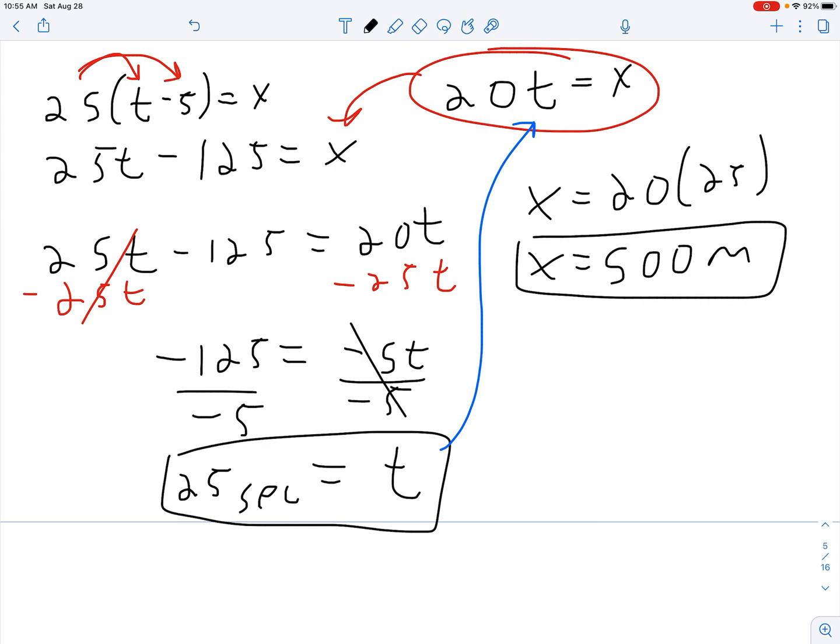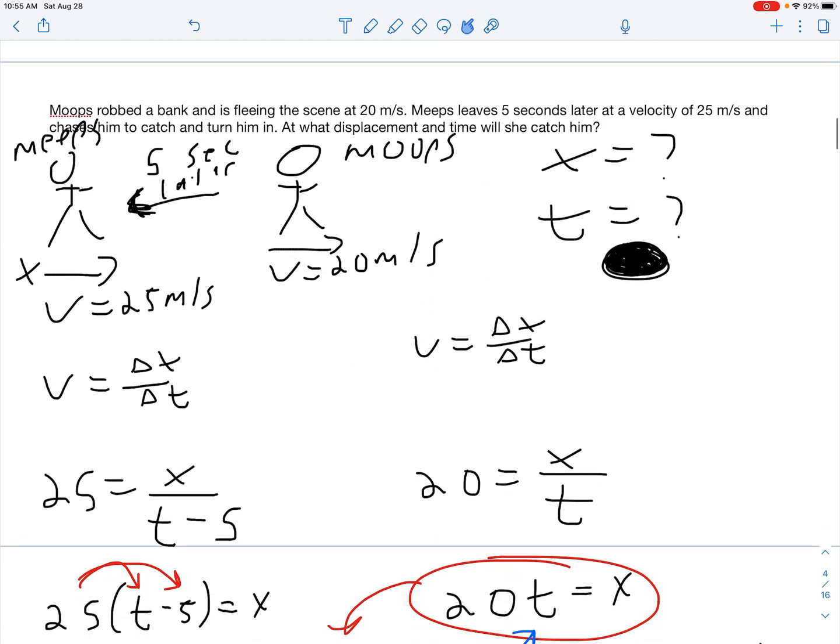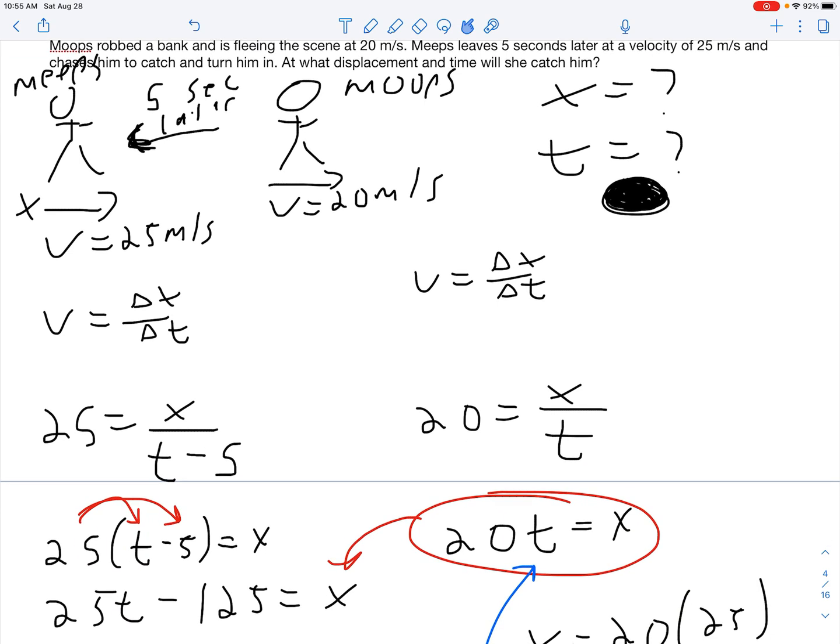So that does seem like a big number. Does it make sense? It kind of makes sense. Their difference isn't very much, 25 to 20. She's not running that much faster, so it kind of makes sense. It's going to take a long time to catch up to him. So I think we're good.